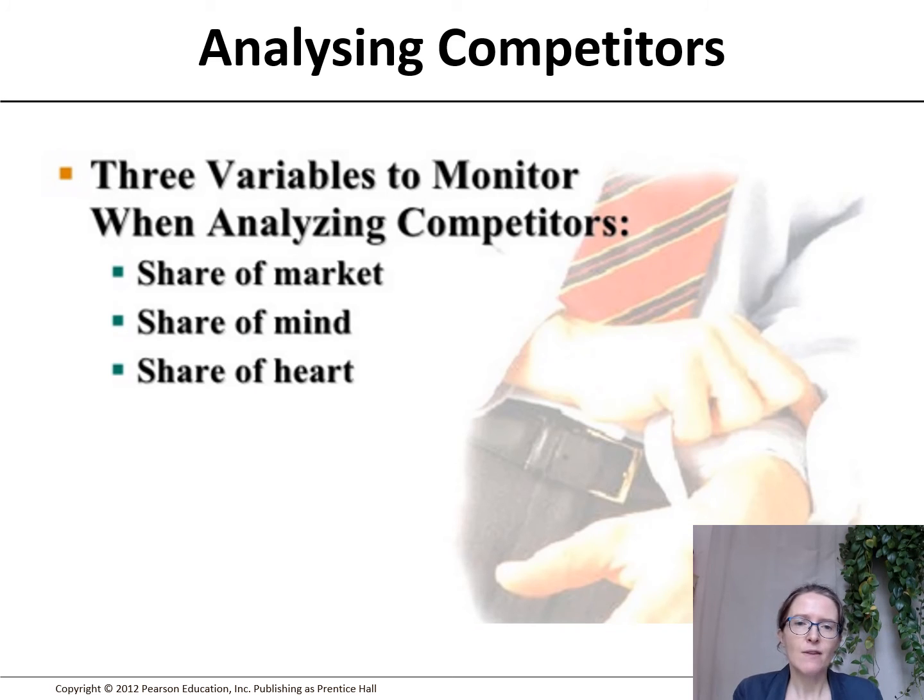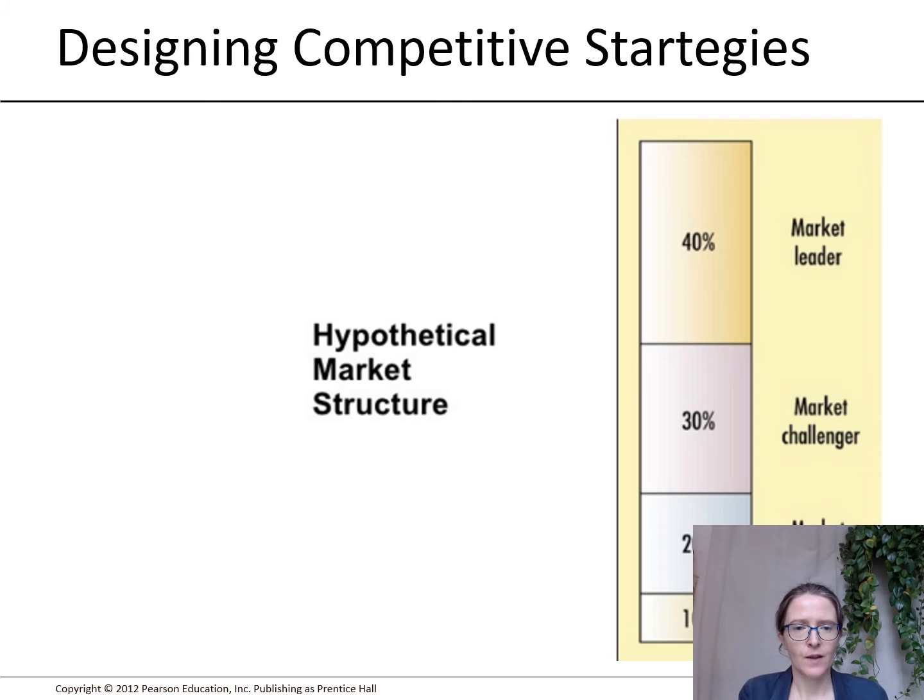So there are basically 3 variables to monitor when we're analysing our competition. We need to take into account the share of the market, the share of mind, and the share of heart that they have. And when we design our competitive strategies, we could, for example, have a hypothetical market structure in which the market is taken up by perhaps 40% market leaders, 30% market challengers. Market followers perhaps could then comprise 20%, and then the people that form the niche part of the market would maybe be a much smaller percentage at 10%.